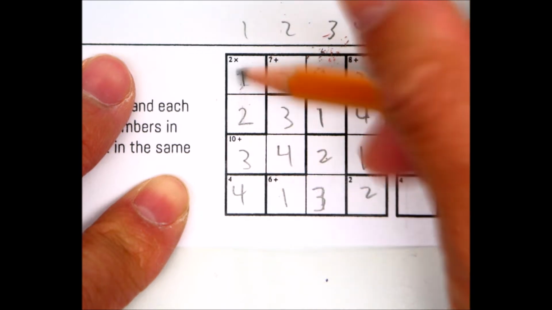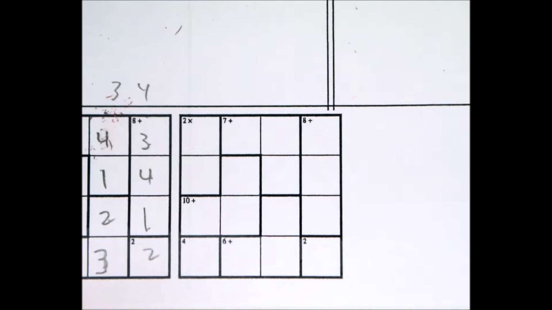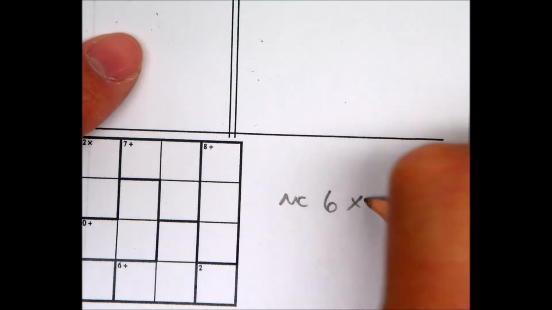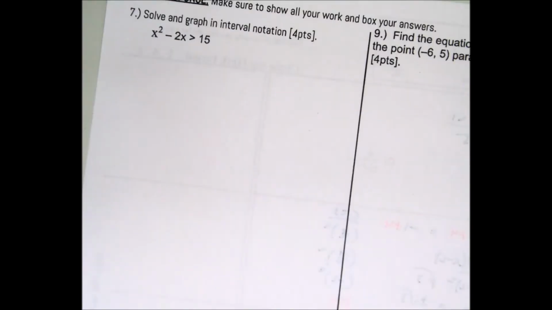Freebie 4. 1 times 2 is 2. So 6 multiple choice questions times 2 points each. Name and period. That gives you 14 on the front side. Alright, so let's go over the back side.